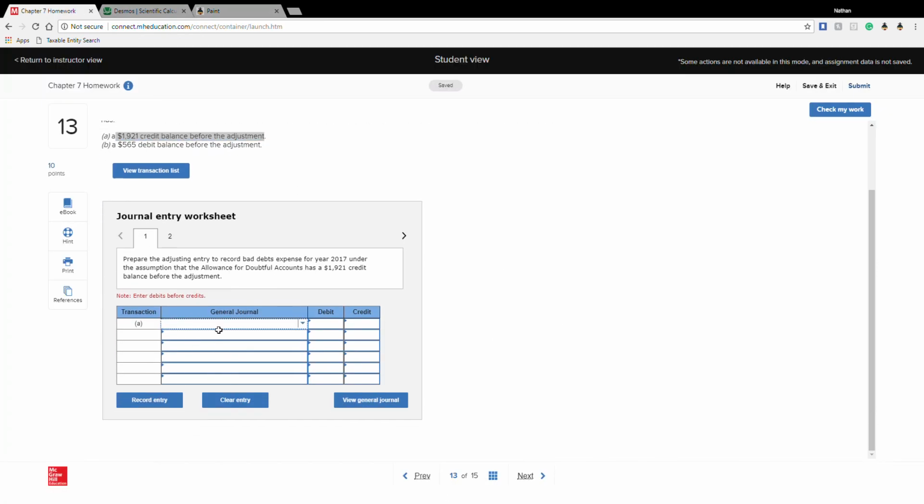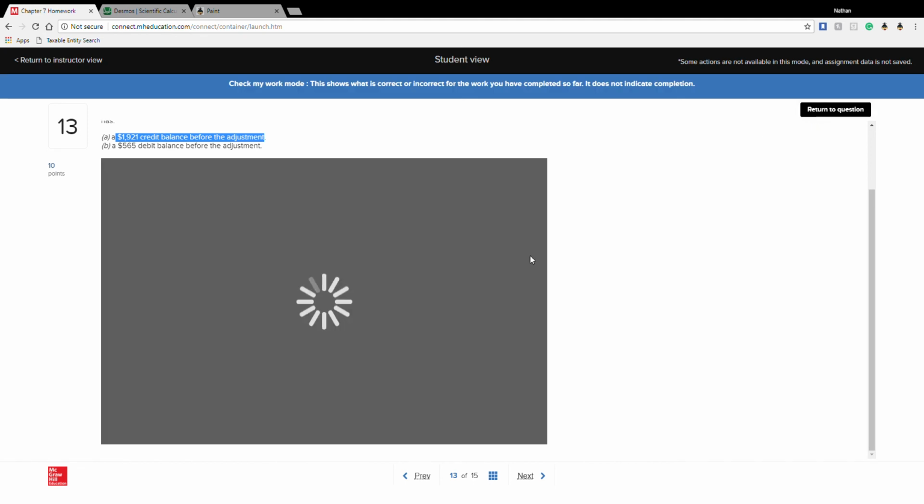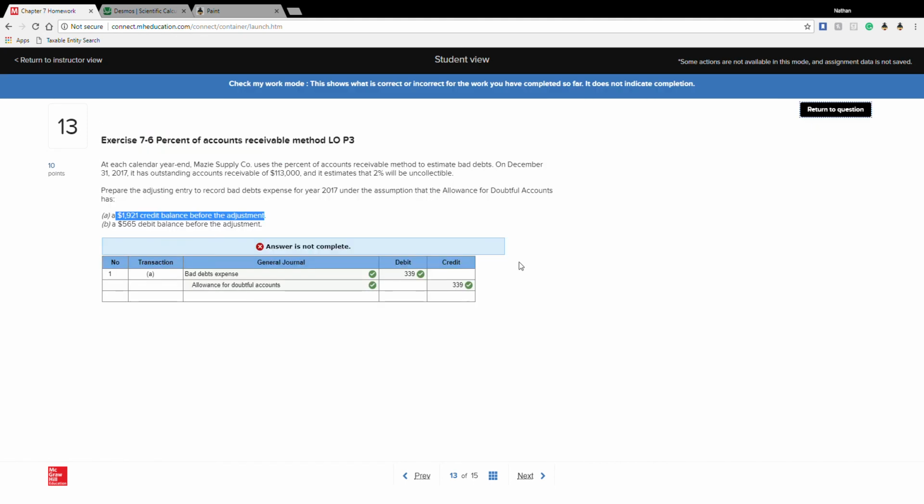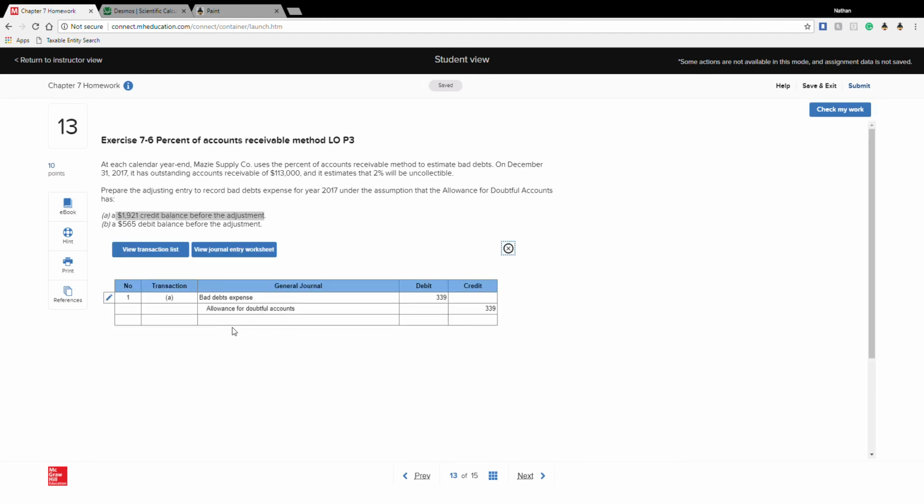So let's do the journal entry. First off, this is a setup of bad debt expense and allowance for doubtful accounts. Again, it's a setup. All we have to do is adjust to make sure it makes to that amount. So 339, 339. Yep. And let's check. Yep. Everything's good. So let's do it with the other scenario.